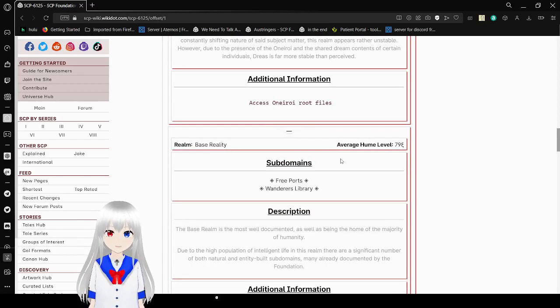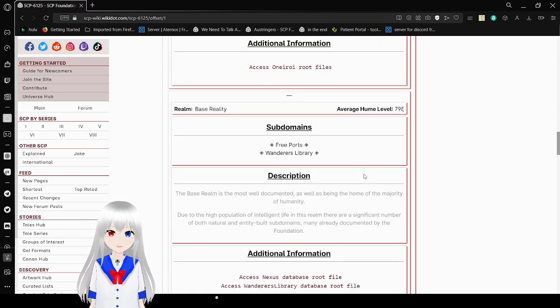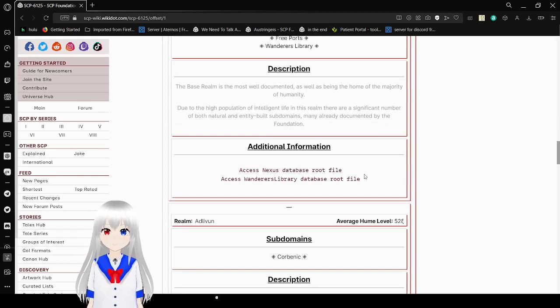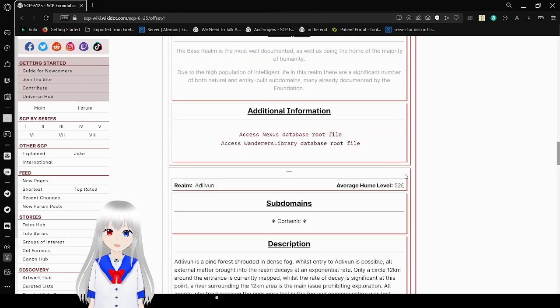The 4th realm is base reality. Average human level is 79. And we've already read everything there is in this. The 5th realm is Oblivion, with an average human level of 52. Actually, it's not the 5th. It is the 5th realm. Good.